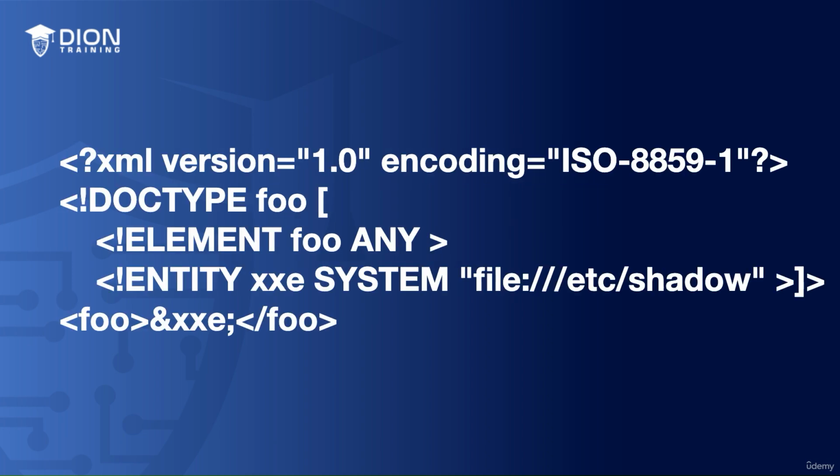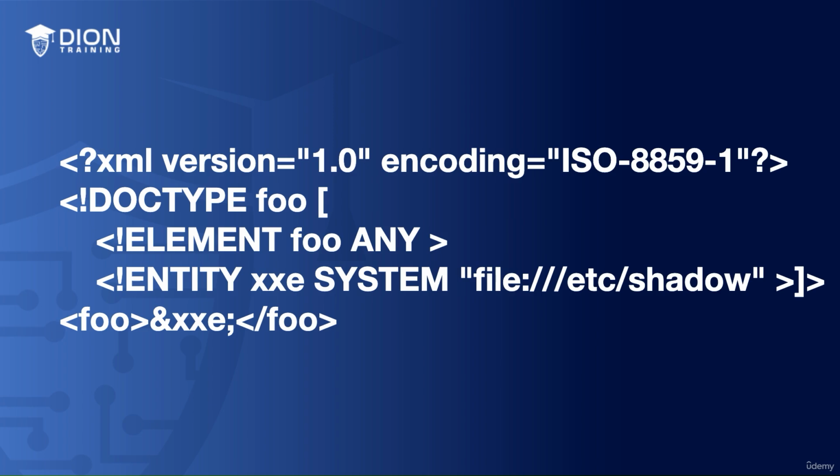Again, notice we have the XML version and the encoding in the first line. Next, we have a document type listed as foo, which is just code speak for some kind of junk variable. Then we have an element foo ANY, and we have the entity xxe SYSTEM, and then the file //etc/shadow. And then we end this out with some kind of data inside of XML format. In this case, we're calling that foo as well.